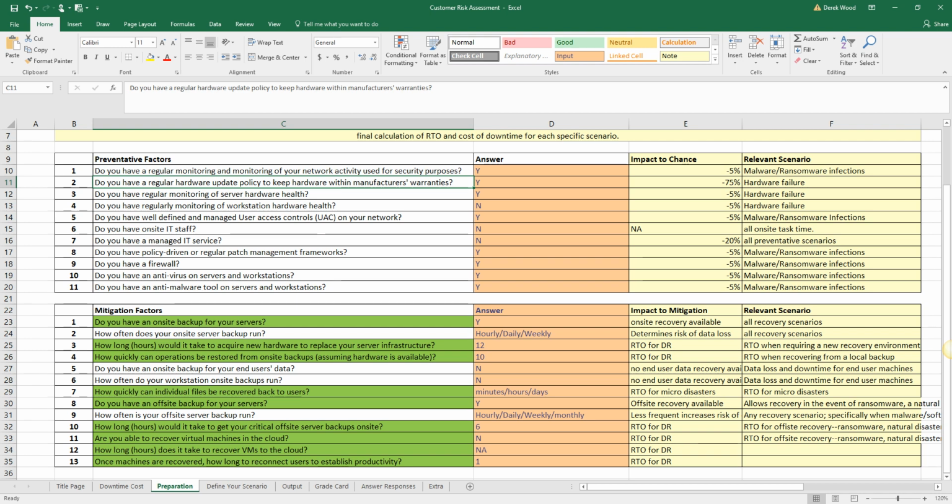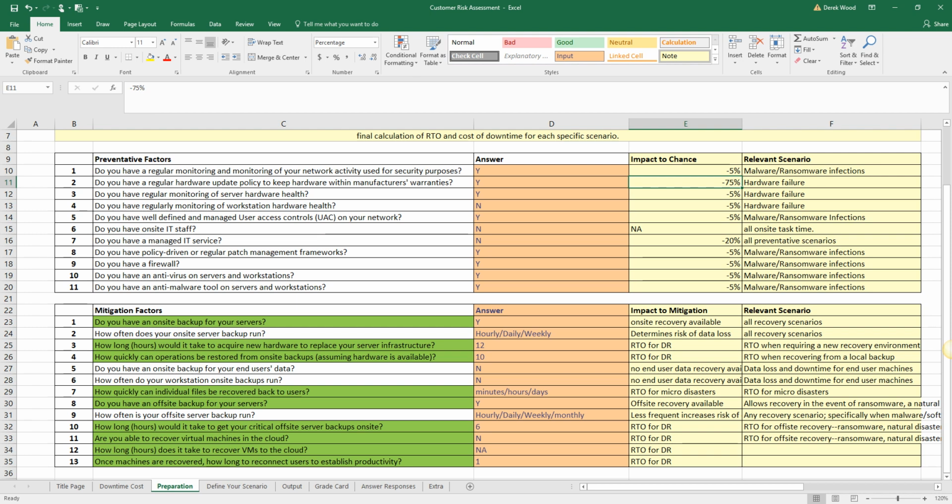So the numbers that I've used here to say if you answer yes to having a hardware refresh policy of always having hardware within the manufacturer's original warranty, then you reduce the chance of hardware failure impacting your business by 75%. The way that we came up with that 75% reduction is by looking at the standards of most hardware manufacturers, where the rule of thumb is that a 15% failure rate is kind of the upper tier of an acceptable failure rate within a warranty period.